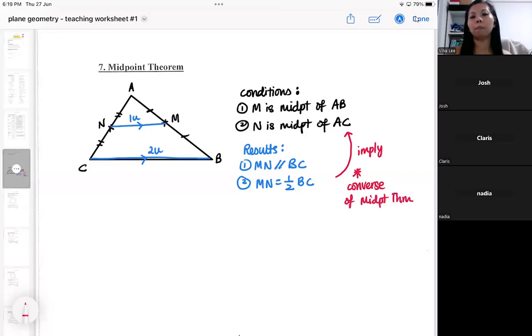So if you want to apply the midpoint theorem, you must have the condition, and this condition gives you these results. However, in some situations, you may have the parallel line and the ratio, then it will imply the midpoint. That one is called the converse of the midpoint theorem. So you organize it in this way. Actually, that's how I remember the theorem.